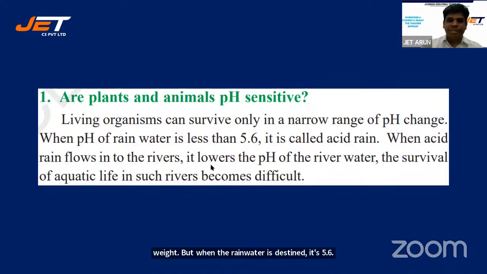When this rain flows into the rivers, it lowers the pH value of the river water. Aquatic life will find it difficult to survive. So pH less than 5.6 is acid rain, which when it flows into a river will make it difficult for aquatic life to survive.